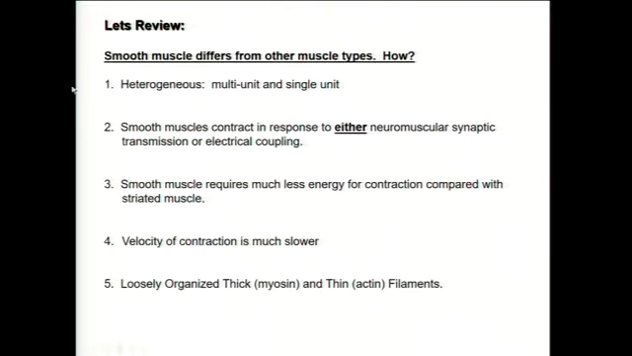So, quick review, multi-unit and single unit. I just stole my own thunder with what I just said. They can respond to either neuromuscular or electrical coupling. And we'll talk about the mechanisms of electrical coupling in a few minutes. Much less energy, velocity is slower, and it's loosely organized. There are some pretty important points.